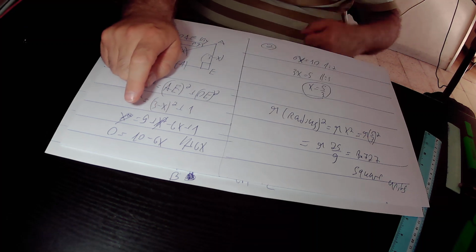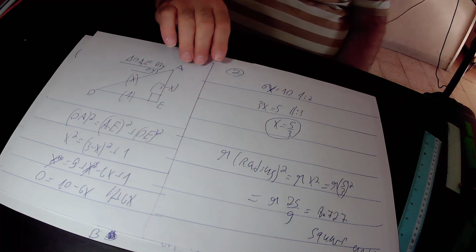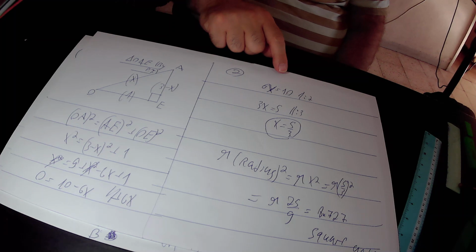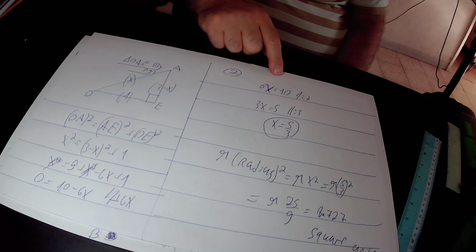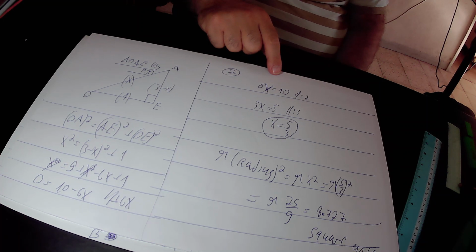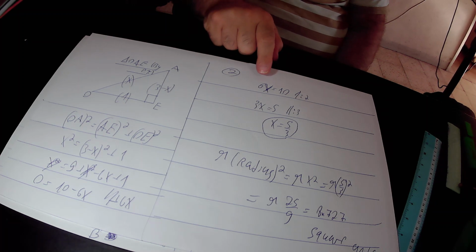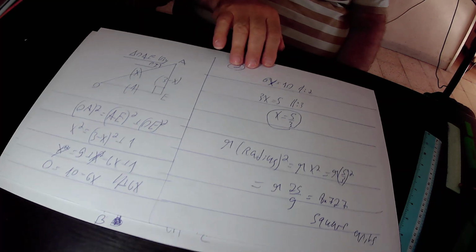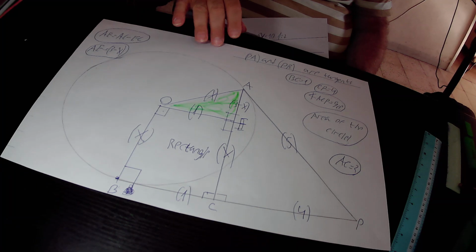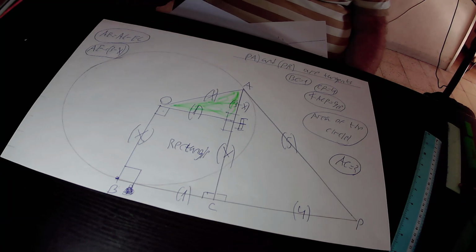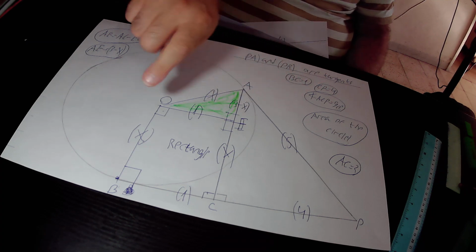Here we added 6x to this equation, and finally found that 6x equals 10. Here we divided this equation by 2, and found that 6x over 2 is 3x, and it equals 10 over 2, that is 5. So 3x equals 5. Here we divided this equation by 3, and finally found that x equals 5 over 3 units in length. So we found that the radius x of this circle is equal to 5 over 3 units in length. Our mission is to find the area of this circle.